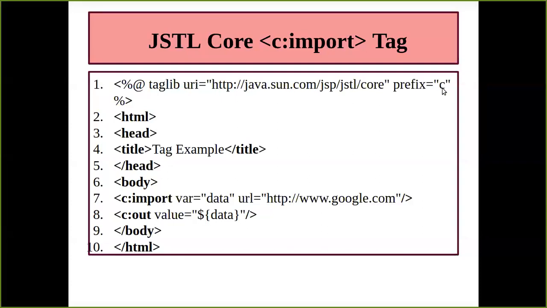The prefix is c. Okay. Now, which tag are we going to use? c:import, so we are writing c:import over here. It has two attributes. One is var and one is URL. Okay. Now, what is the import tag going to do for me? It is first of all going to see which URL I am passing over here.